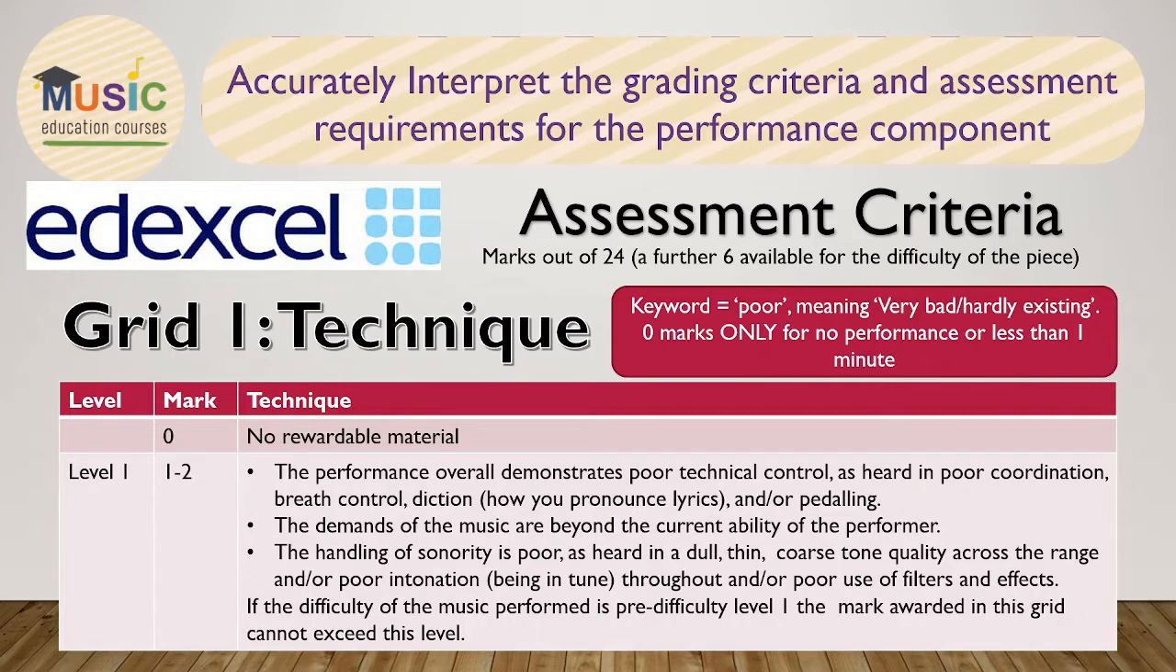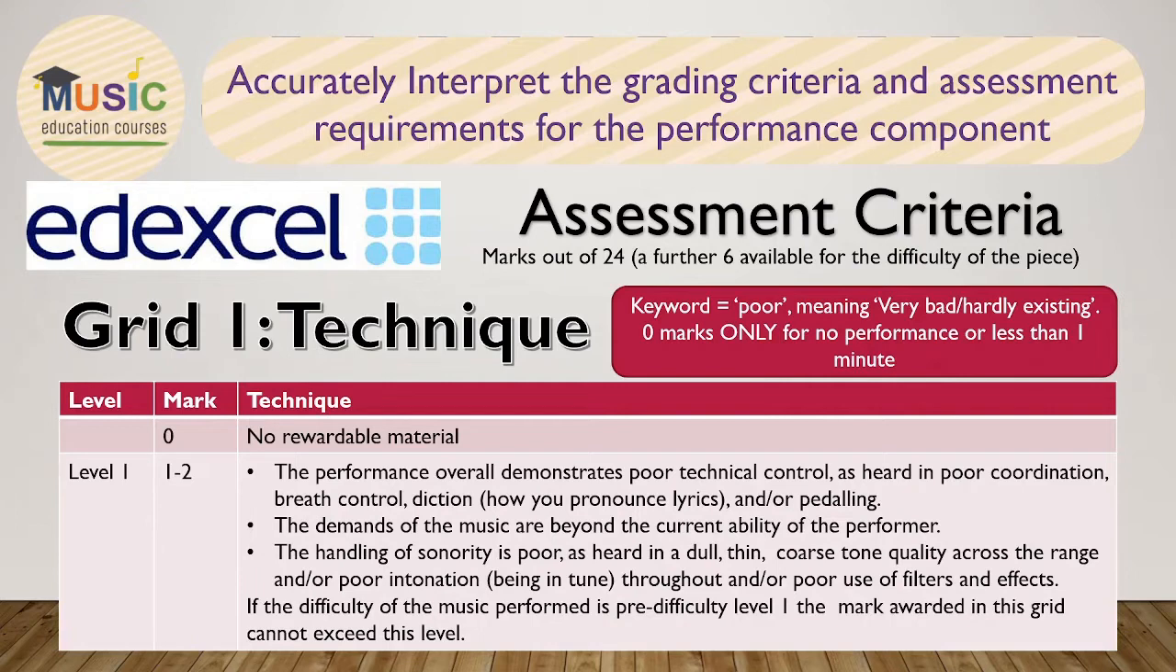So poor means very bad or hardly existing. From a teacher's perspective, from an assessor's perspective, that's what that keyword means. The demands of the music are beyond the current ability of the performer. The handling of sonority is poor, as heard in a dull, thin, coarse tone quality across the range. It's talking primarily about pitch range there, and or poor intonation, which means being in tune throughout the whole performance, and or poor use of filters and effects.